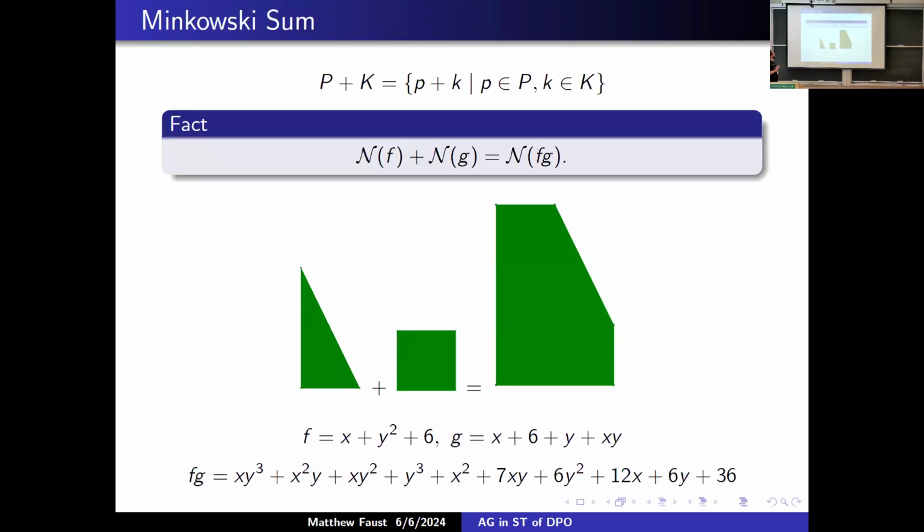One more thing I need to introduce as some background is this concept of Minkowski sums. This is a way we can add together our polytopes. In particular, you can just define it to be the pointwise sum of the points in your polytopes, and how this is going to help us with irreducibility is the fact that the Newton polytope of f summed with the Newton polytope of g under the Minkowski sum is equal to the Newton polytope of the product of f and g. And here's just a little example.